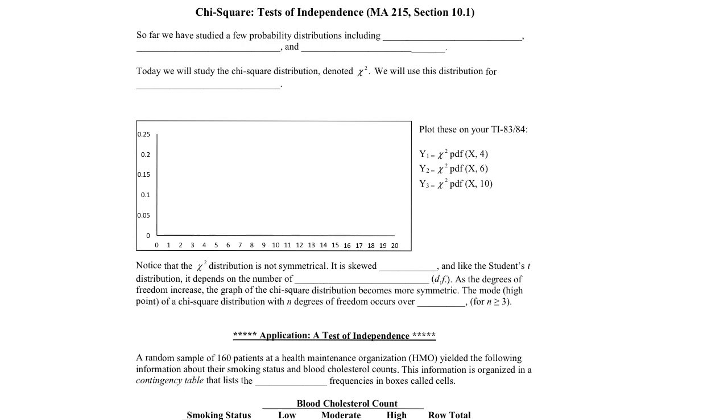So just to quickly review the old distributions, so far we have studied a few probability distributions, including the binomial distribution, which was the first one we studied. And you know what they say, you never forget your first distribution. So that's the one you guys will remember forever, the binomial distribution.